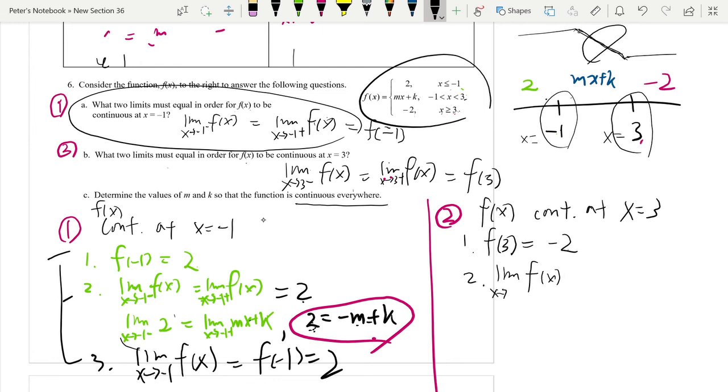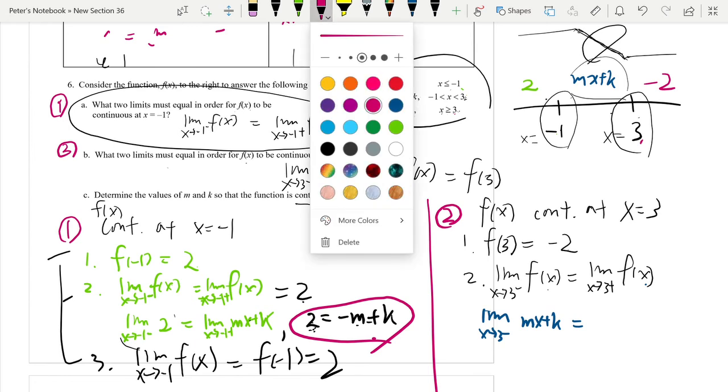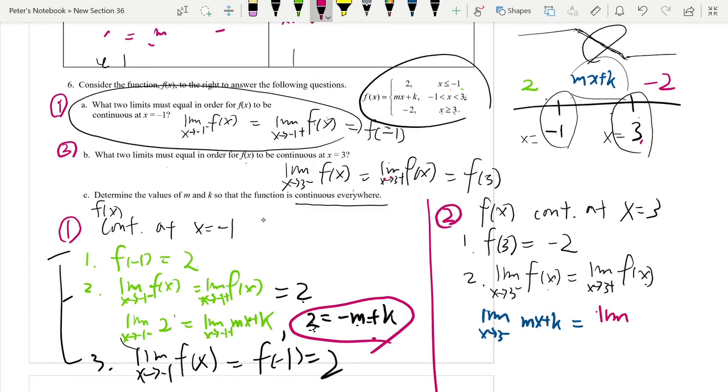as x approaches 3 from left hand side should equal to limit of f of x as x approaches 3 from right hand side. Left hand side we gotta use, so left hand side of 3 we gotta use mx plus k, right? So right now we're using mx plus k, limit of that as x approaches 3 from left hand side should equal to limit of -2, which is right hand side, right? As x approaches 3 from right hand side.